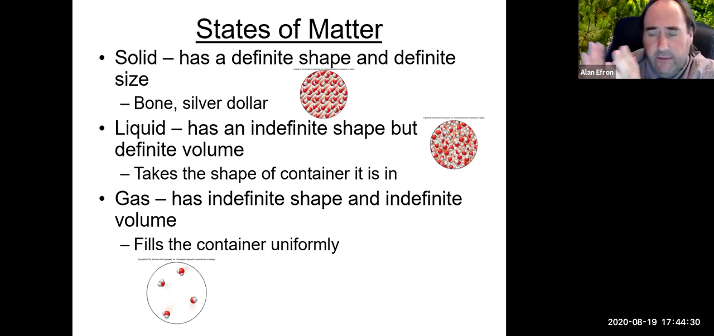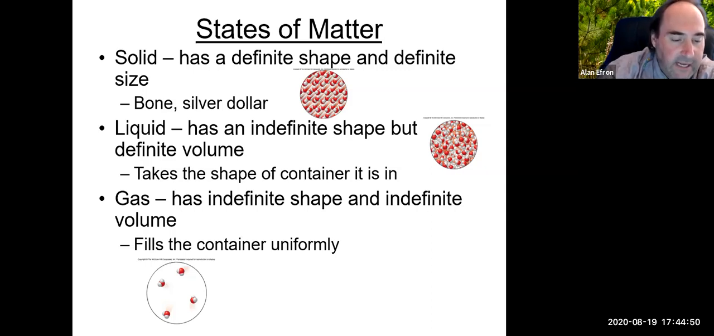Things that are solid, for example, probably the tabletop that you have in your house or anything like that, that's really solid. It's not very easy to change the shape of it without maybe breaking it with a chainsaw or something like that. Things like bone and silver dollars are all examples of solids.